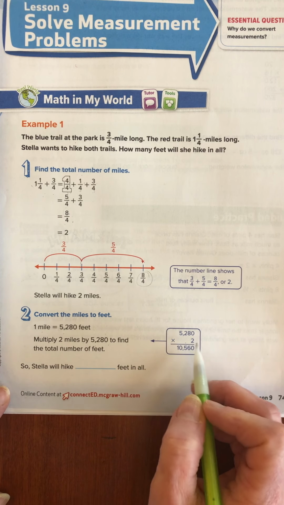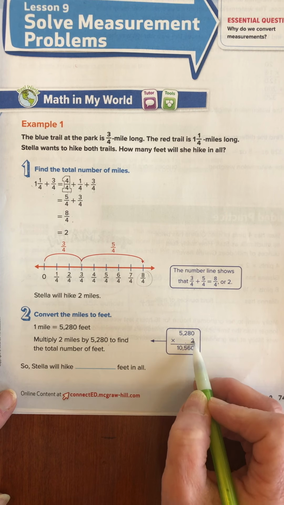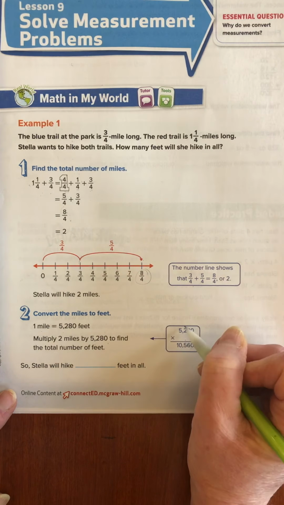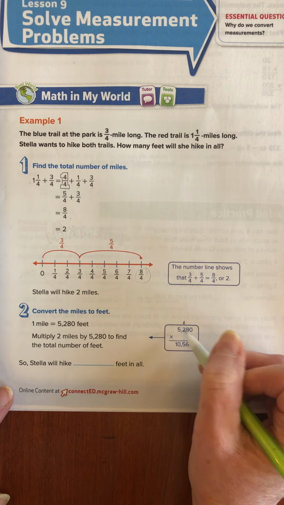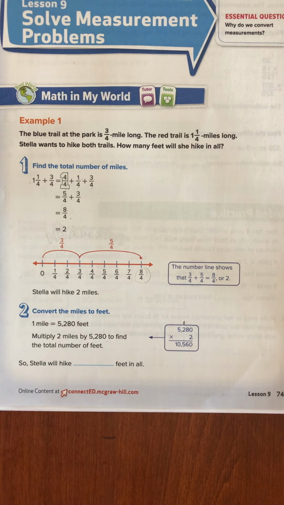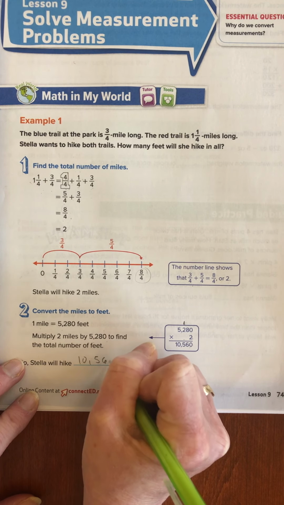Okay, so they did it here for you. 5,280 times 2. 2 times 0 is 0. 2 times 8 is 16. Put down the 6, carry the 1. 2 times 2 is 4, plus 1 more is 5. 2 times 5 is 10. So Stella will hike 10,560 feet in all. That's what you fill in here.